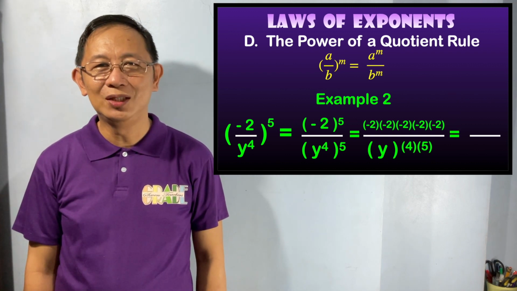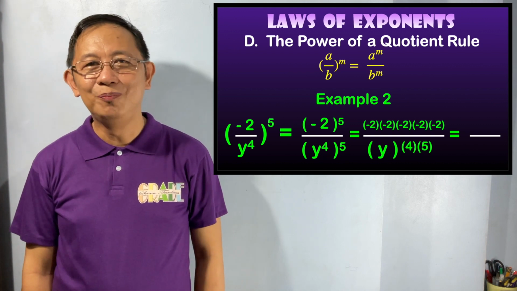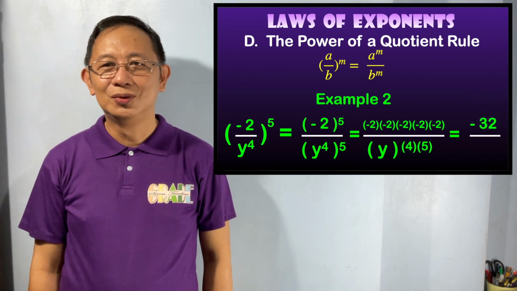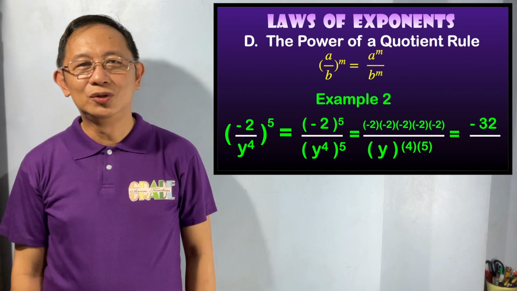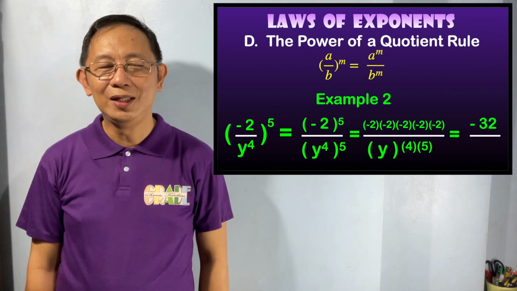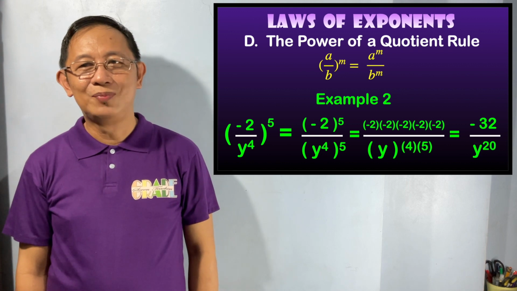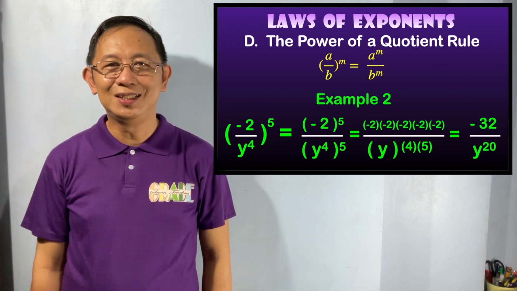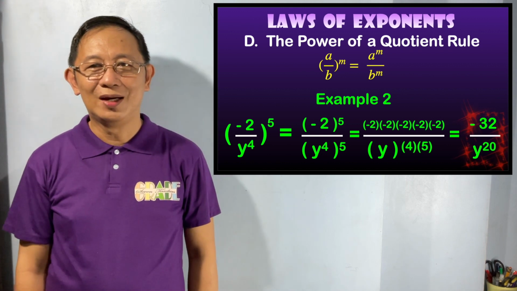Negative 2 times negative 2 times negative 2 times negative 2 times negative 2 is equal to negative 32. And y raised to the 4 times 5 power is equal to y to the 20th power. So this is the final answer.